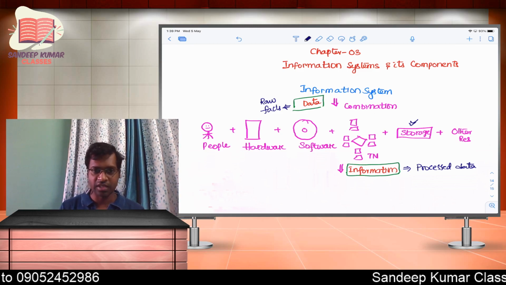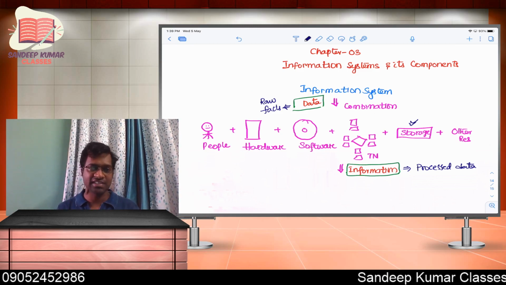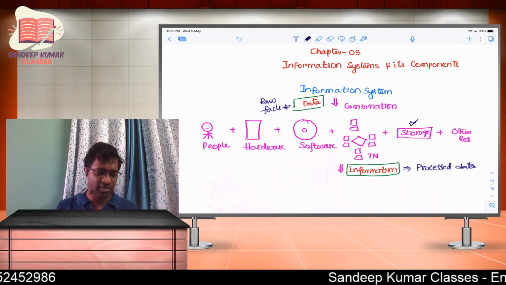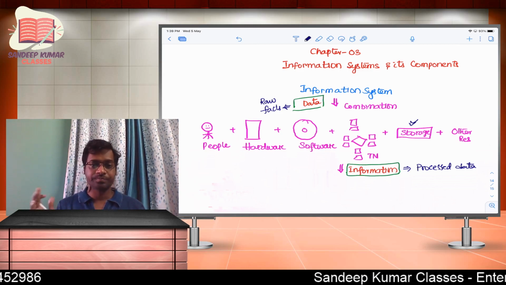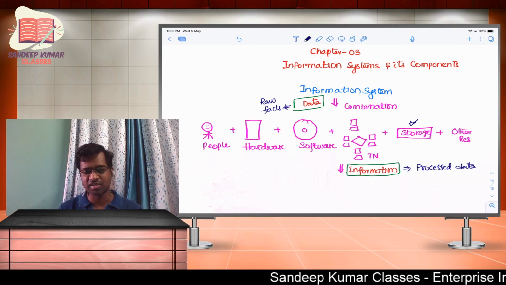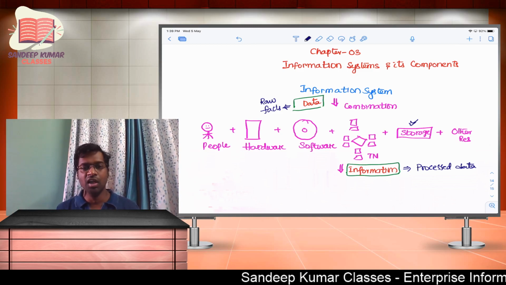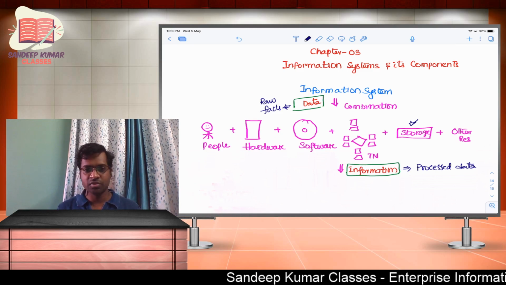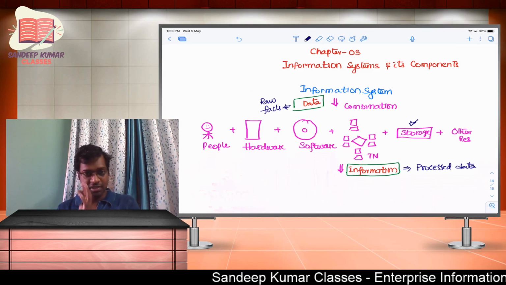Because we have two types: one is called system software and one is called application software. System software is also called an operating system, that also we'll study. This type of information system is called application software. Take any information system: Tally is application software, ERP is application software. A software which is used by the user is called application software. We'll study that definition as well.